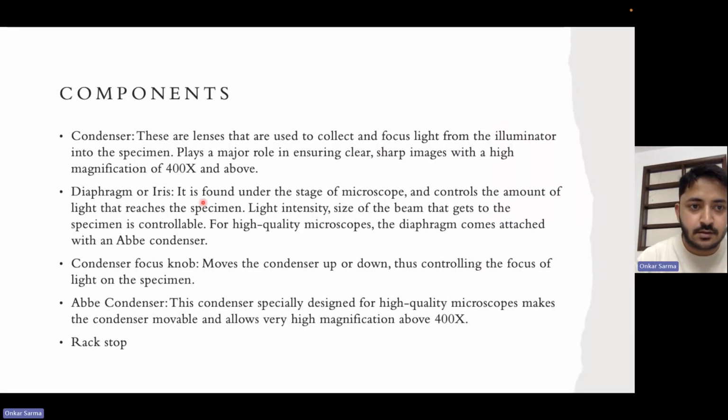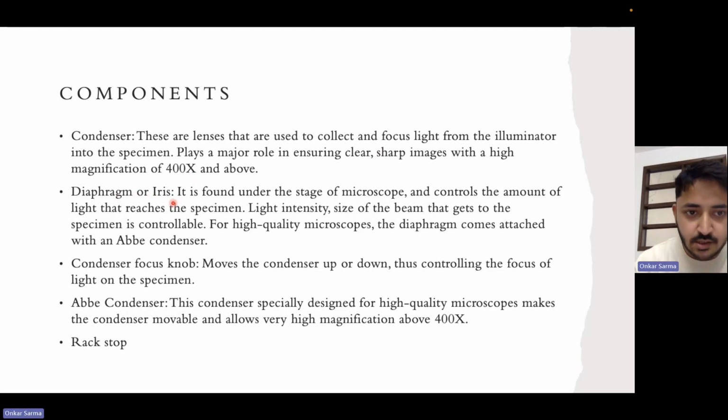Okay, then there is the condenser. These are the lenses that are used to collect and focus light from the illuminator. So the beam of light that is coming from the light source is condensed by these lenses to direct it towards the specimen. It plays a major role in ensuring a clear, sharp image with a high magnification up to 400x and above.